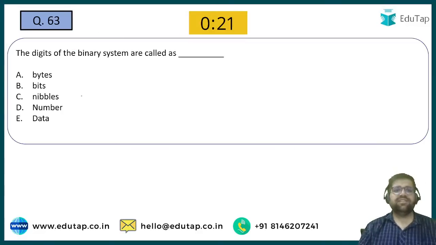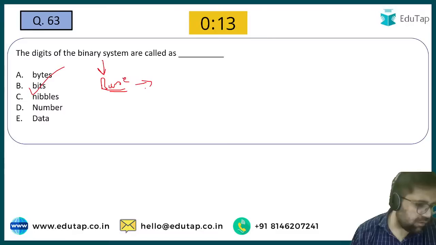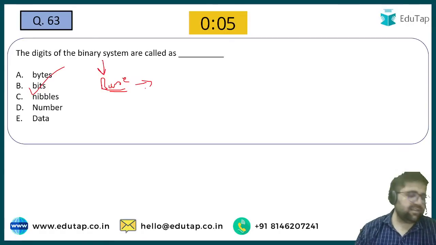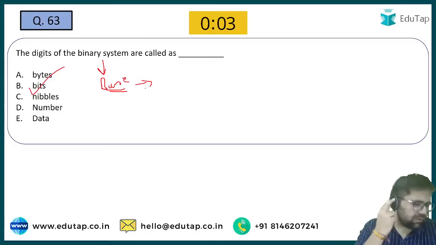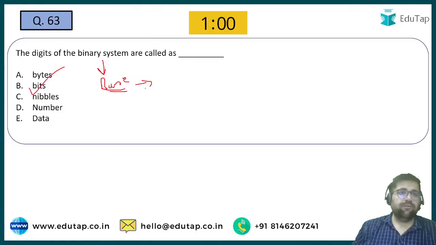Digits of the binary system are called what? Bits. As simple as that. What is the base under the binary system? Tell me quickly. What is the base under the binary system? We are only, by 9:30 I will finish, I promise. Yes, 2. Let's move ahead.